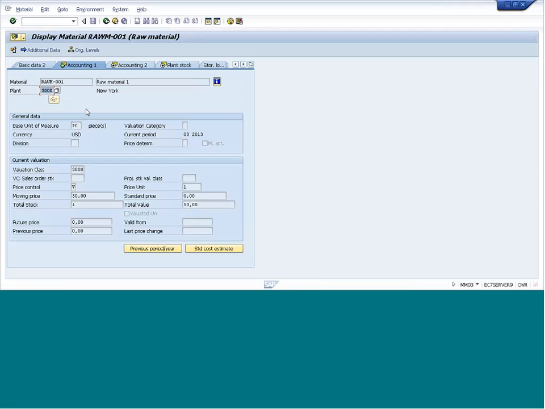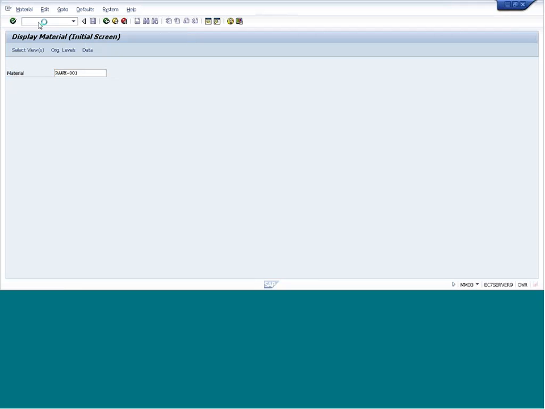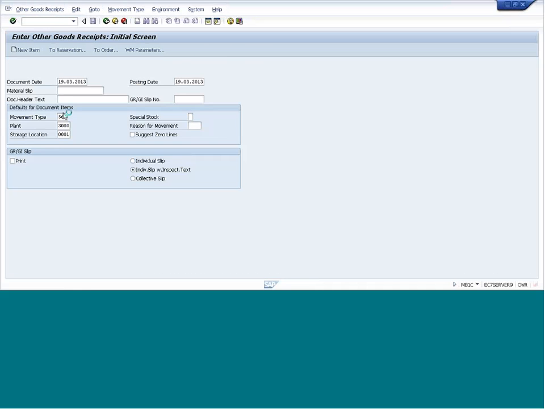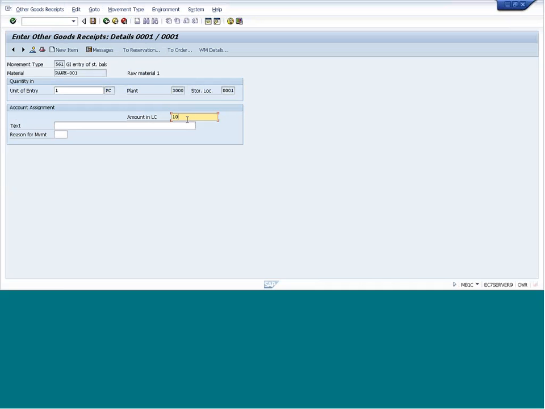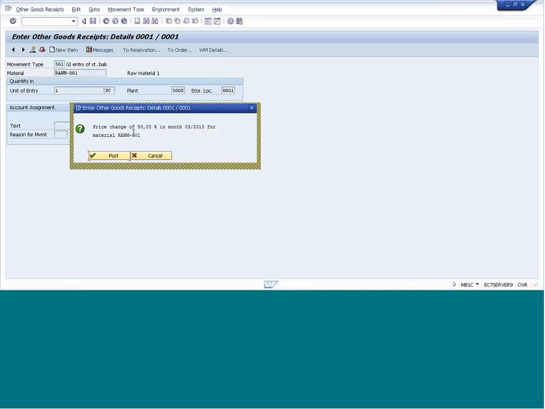So now I am going back again to receive one more round of goods, MB1C one more time. This time I am going to put the same material, and one quantity only, just for simplification. I am double clicking on that and entering here, instead of $50, I'll force it to $100. Since it is $100, obviously the system message is issued that it is changing the price by 50%, and then you confirm it and post this.